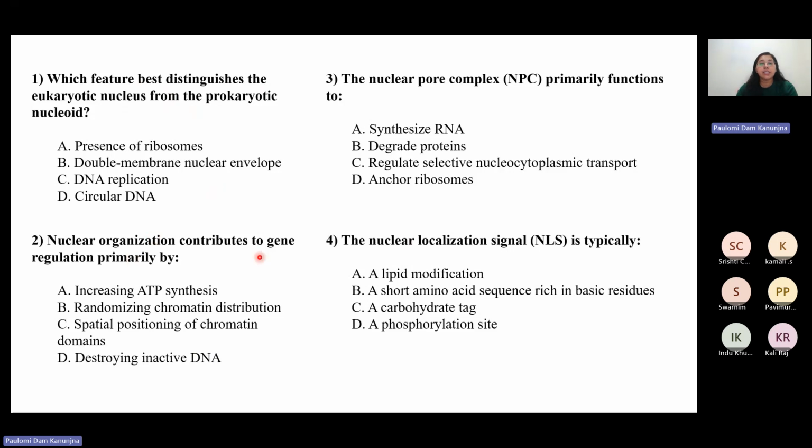Now, nuclear organization contributes to gene regulation. I told you how. But what is the primary function of the nuclear pore complex, and the nuclear localization signal is what? What is the signal like? Please use the chat box to give your answers. I will look at them after a little while.